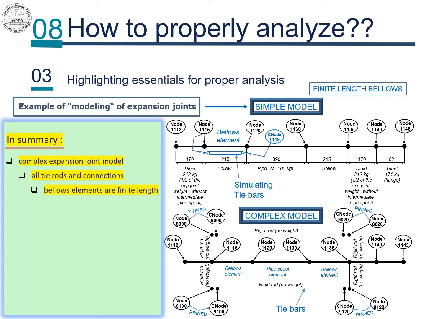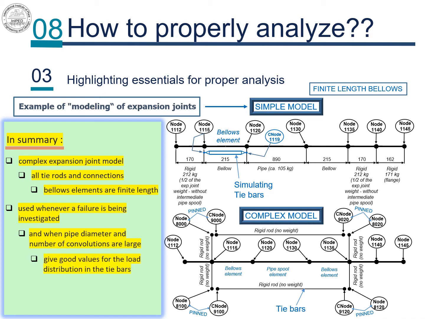Complex models are used whenever a failure is being investigated. They are normally used when the pipe diameter and number of convolutions become large. It should also be emphasized that complex models give good values for the load distribution in the tie bars. And finally, they are used when nuts are only on the outside of the flange, allowing tie bars only to carry tension.